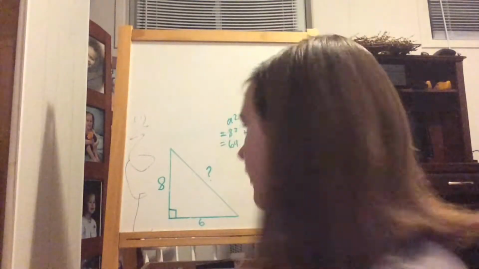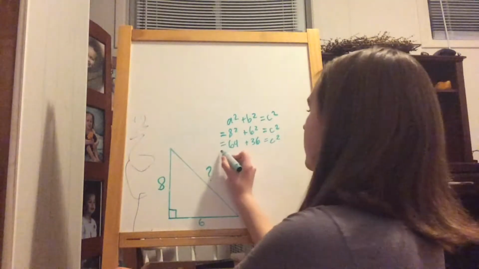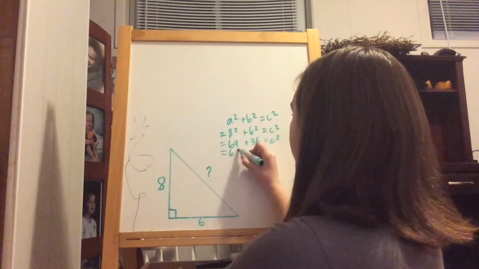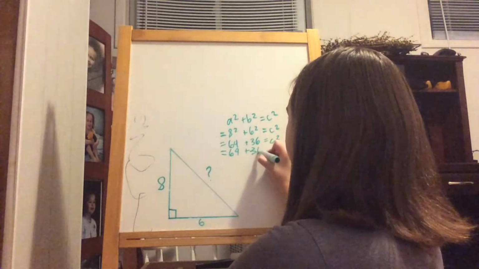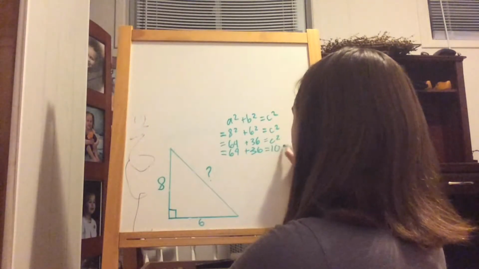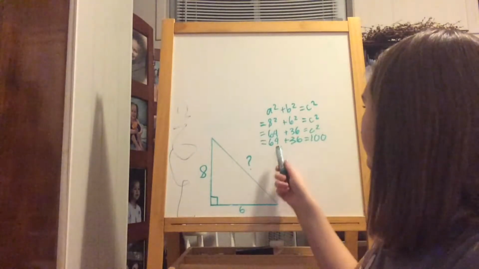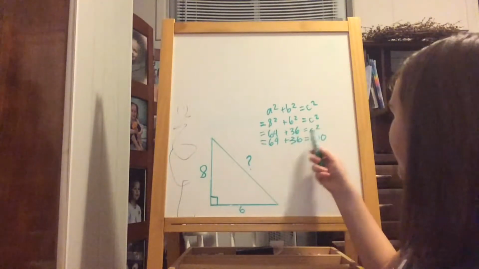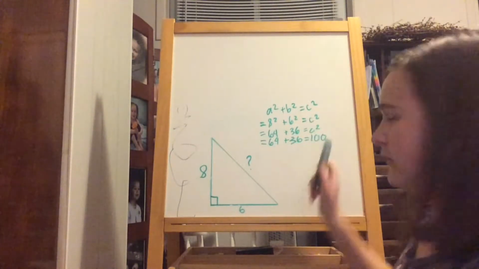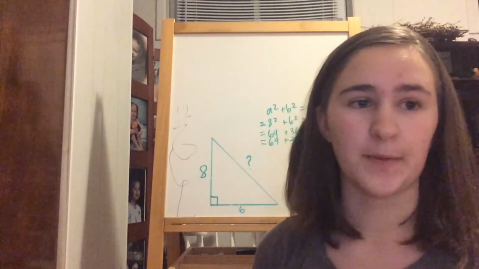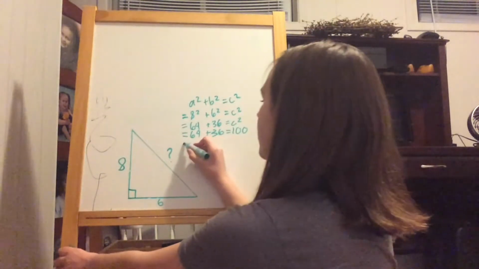Step 3. Add a squared and b squared together. So, 64 plus 36 equals 100. At this point, our equation looks like this. We know that 64 plus 36 equals c squared, and 64 plus 36 equals 100, so we know that c squared must equal 100.